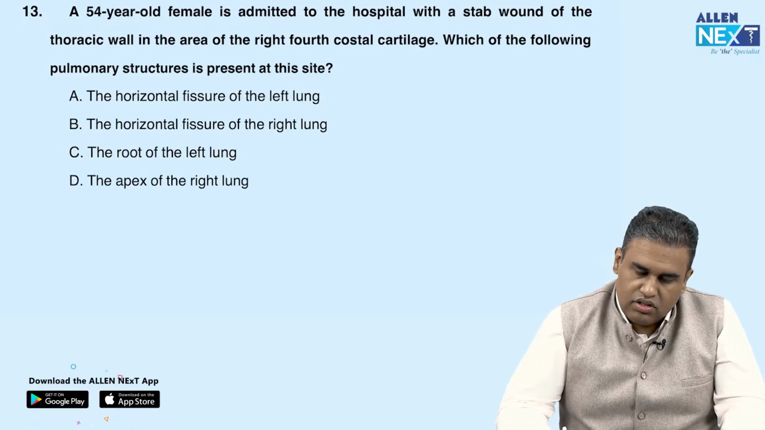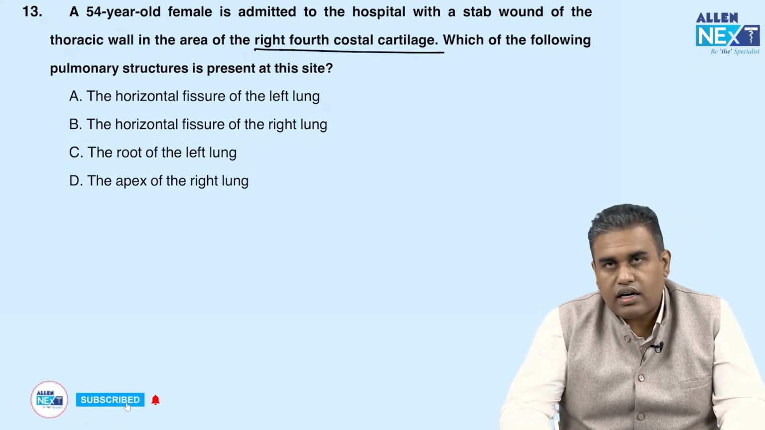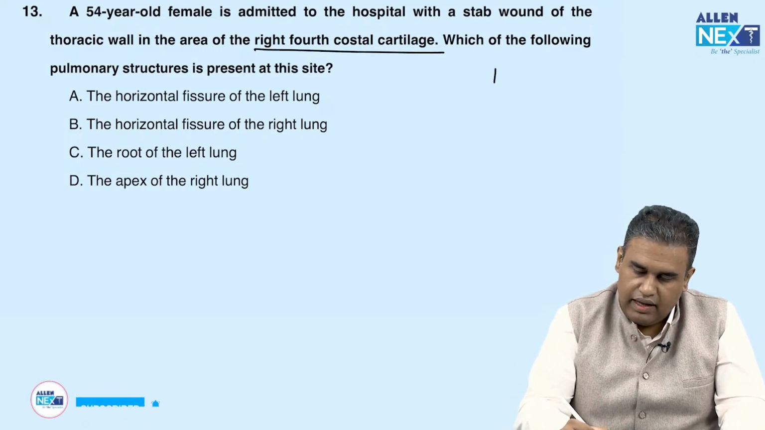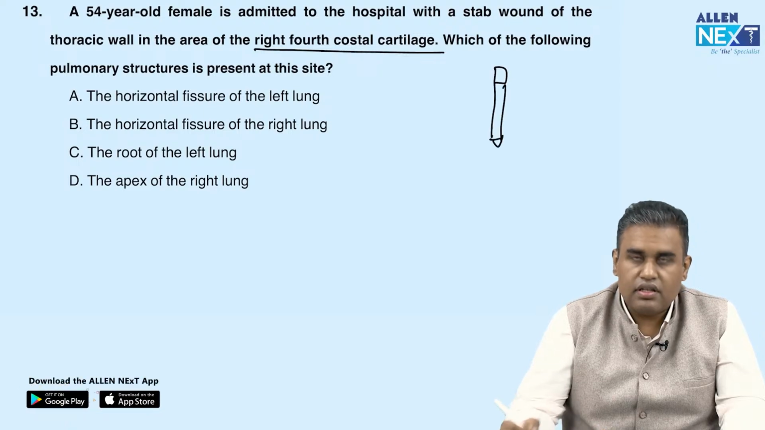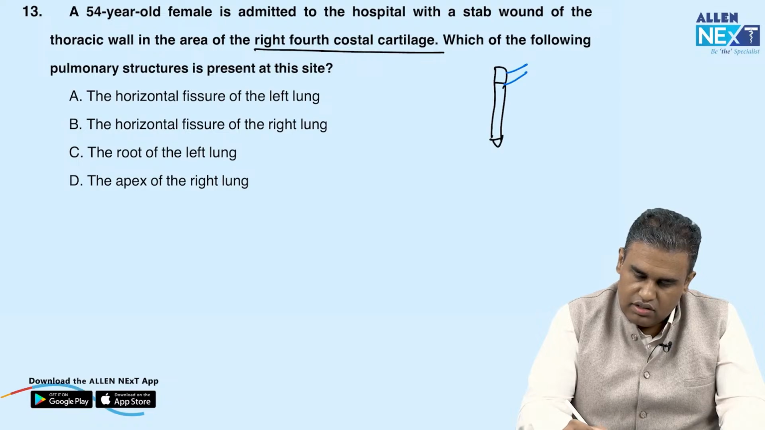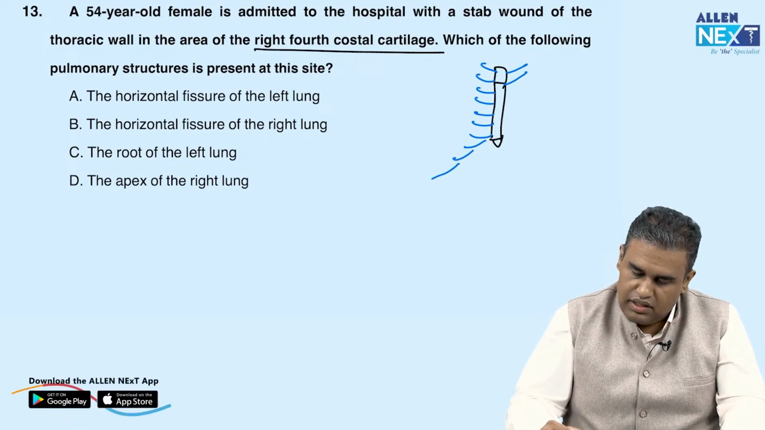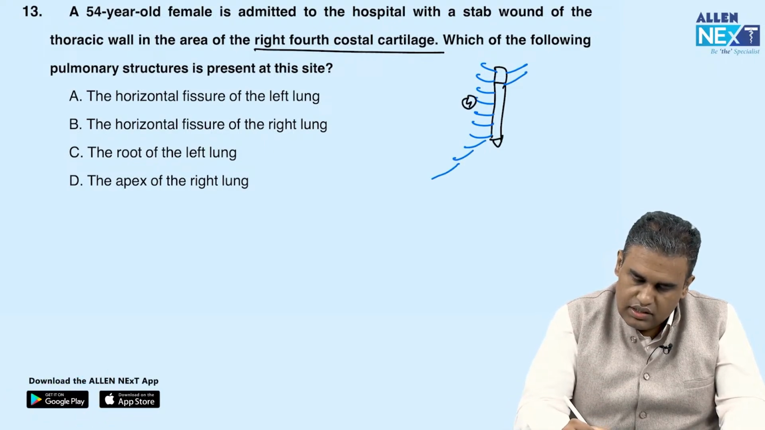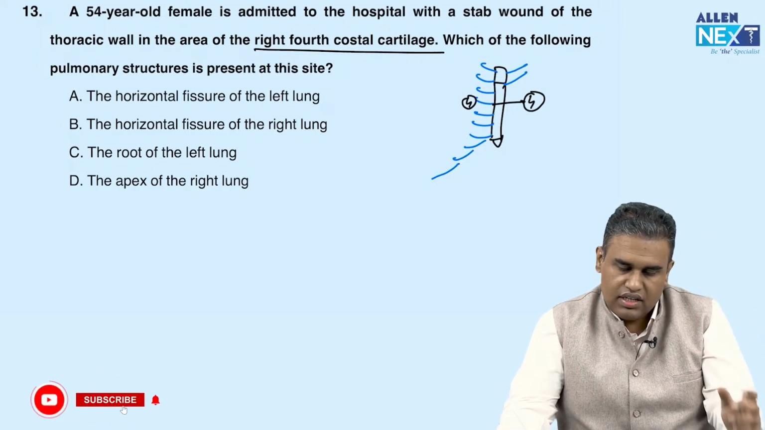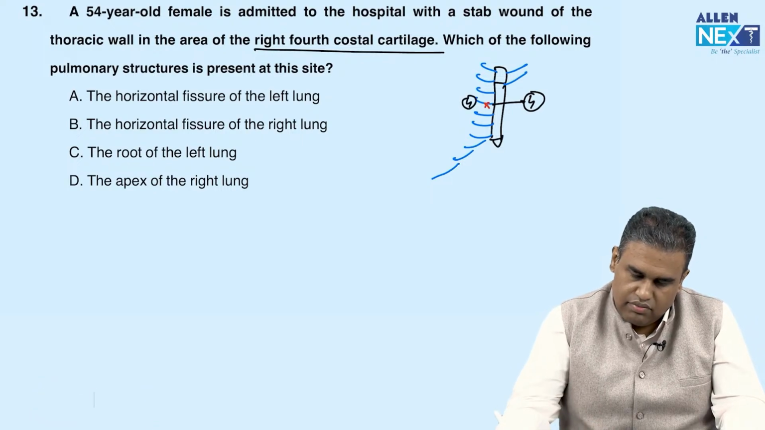A 54-year-old lady is admitted to the hospital with a stab wound of the thoracic wall in the area of the right fourth costal cartilage. So we have the manubrium, we have the body, we have the xiphoid. We have numbering over here on the right side: first, second, third, fourth, fifth, sixth, seventh, eighth, ninth, 10th. If you number them, then this comes around the fourth over here. This is the right fourth costal cartilage. So there is a stab wound to the right fourth costal cartilage. If we put a cross over here, this is the stab wound.